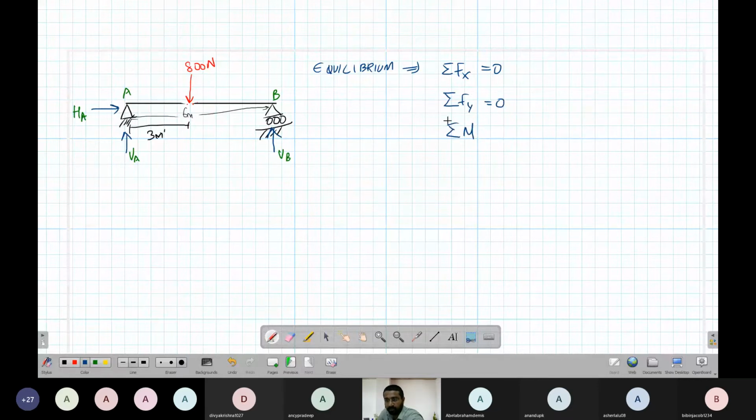Moment about any point should be equal to 0. Means the moments of all the forces about any point should be equal to 0. That is about equilibrium. Okay. This is for a 2D system. In 3D, you have a z direction component also. You have moments in three directions. That will be in higher modules. But understand this concept very well.